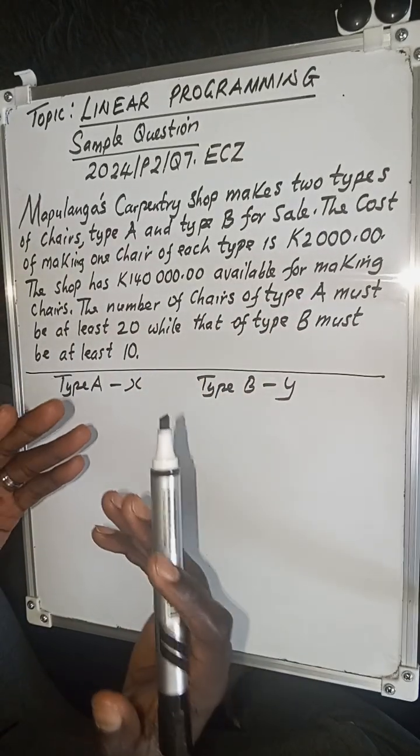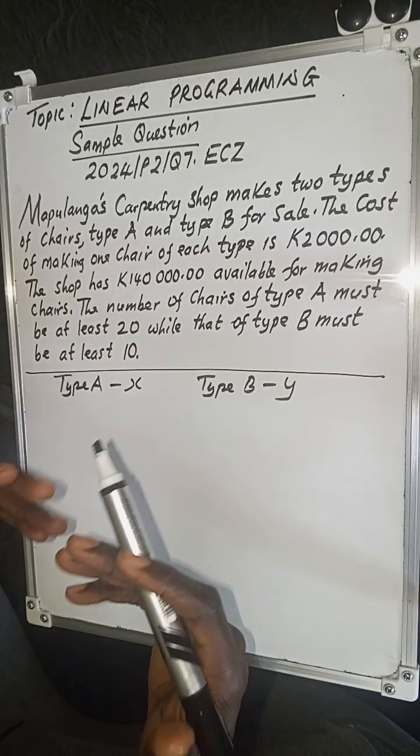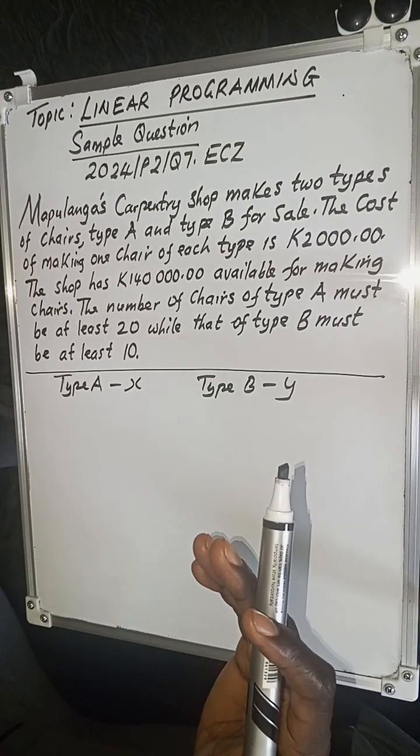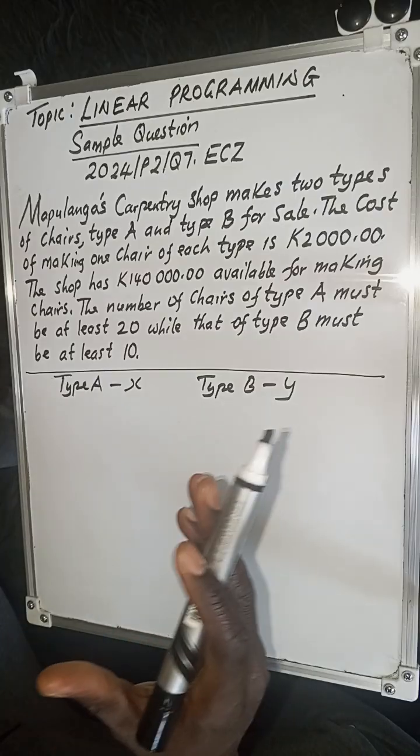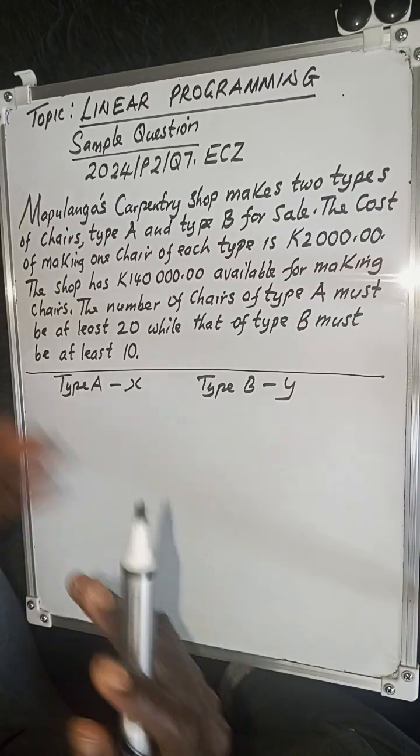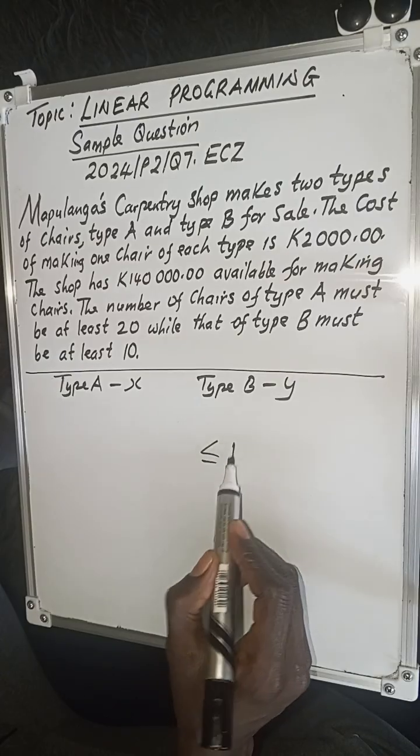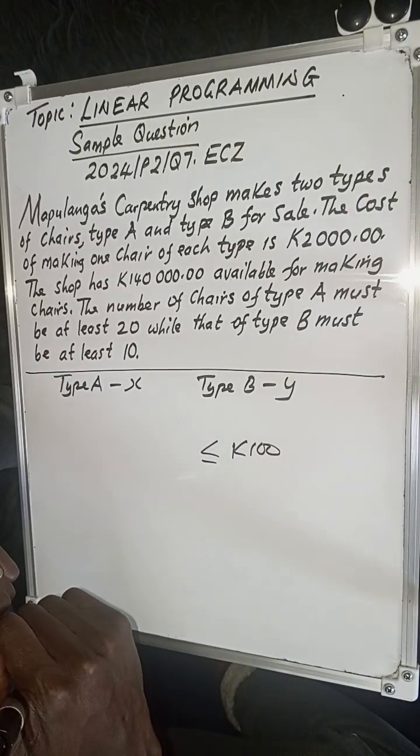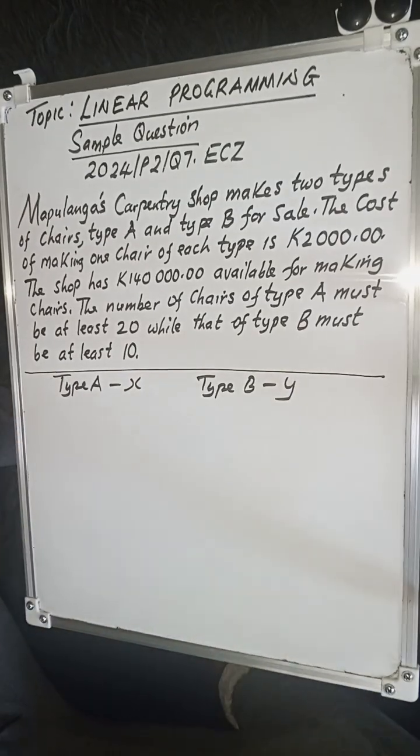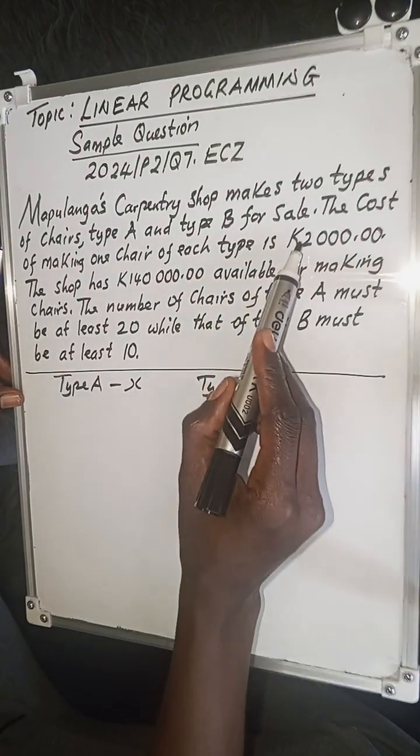Let me give you this example. If you have 100 kwacha and you want to go and buy tomatoes and onions and green pepper at the market, the total money that you are going to spend on onions, tomatoes, and green peppers cannot exceed the total money that you have, which is 100 kwacha. So whatever you buy should be less than or equal to the amount that you have, which is 100 kwacha. It can be equal to, but it cannot exceed that. In a similar way, you should have the same thinking, because making each of type A costs 2,000 kwacha.